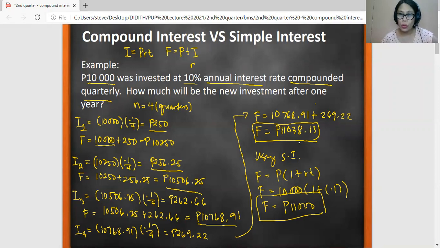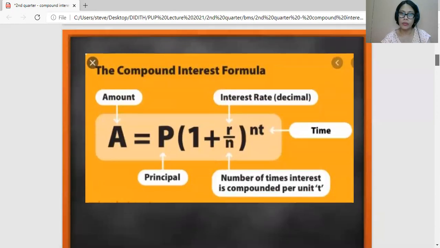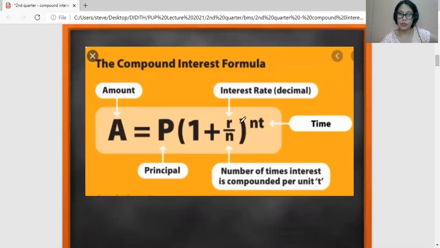If you're going to come up with a longer term of investment like what I've shown you in the previous slide, really it will have a different value, okay? Far from 38 pesos. Now, this is the formula that we're going to use for the final amount of money for the compound interest. So A is the maturity value or the final amount. So we use F for simple interest. Here we're going to use A. Then P will be the principal amount.